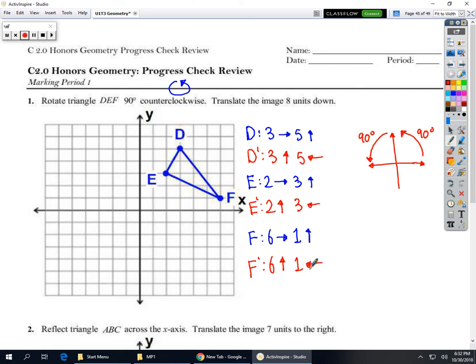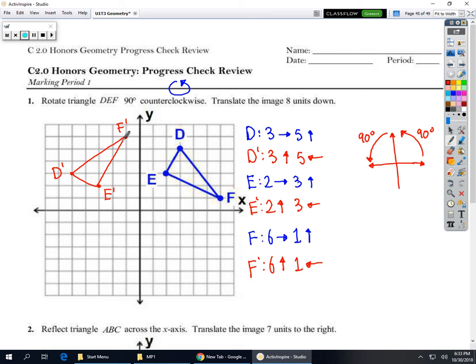Let's mark all these points. 3 up and 5 left, 1, 2, 3, 4, 5. That is your D prime. E is 2 up, 3 left. That is your E prime. Finally, F prime is 6 up and 1 left. F prime. Okay. So rotate a triangle. Instead of pointing downwards, pointing up.